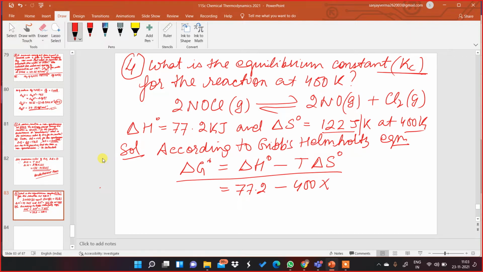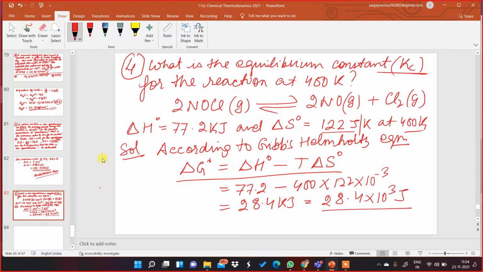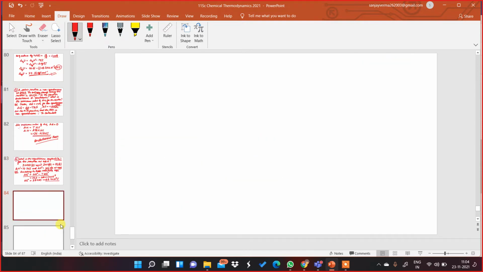So it becomes 122 divided by 1000, or you can write 122 into 10 to the power of minus 3. Okay, so upon simplification, this comes around approximately 28.4 kilojoules, or we can write in joules also, 28.4 into 10 to the power of 3 joules. It's a positive value for Gibbs free energy change.